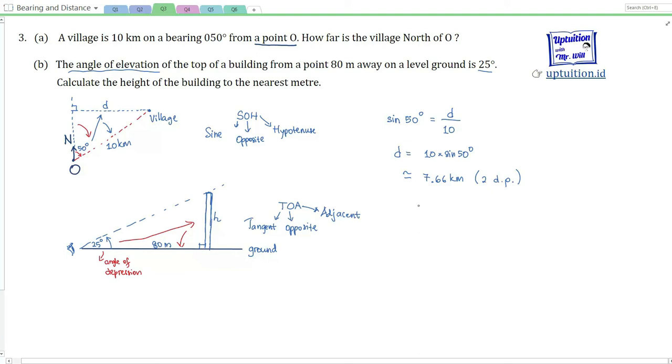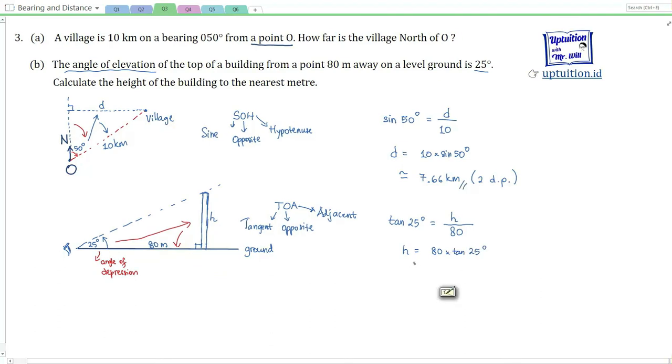Okay, so let me write down the equation. Tangent 25 degrees equals the opposite height, the one that we want to find out, over the adjacent side, which is 80. And then quickly we can find the value of h by cross multiplying 80 and tangent 25, and we will get a value of around 37 meters, rounded off to the nearest meter.